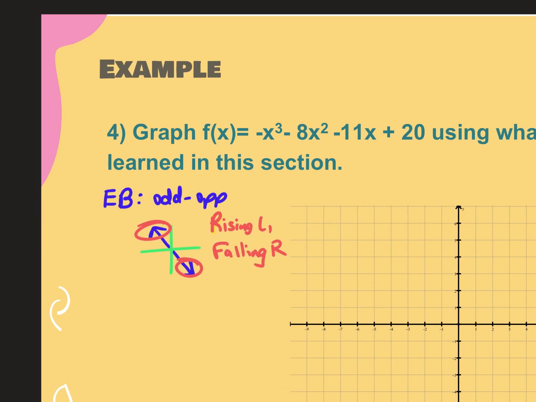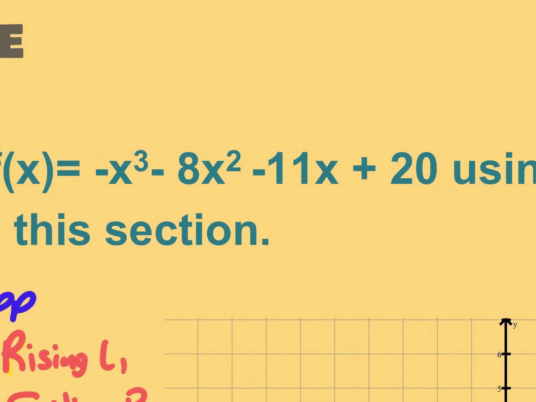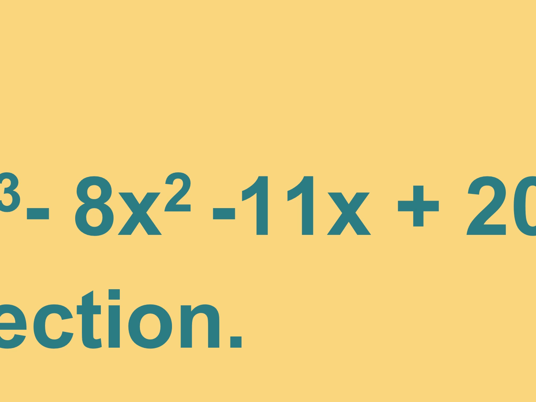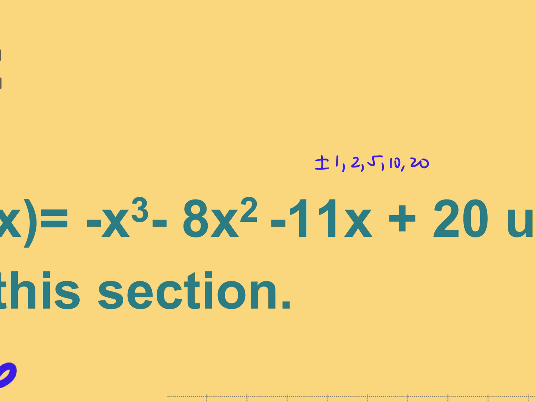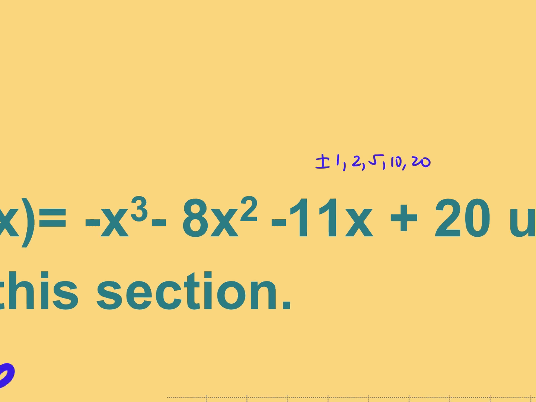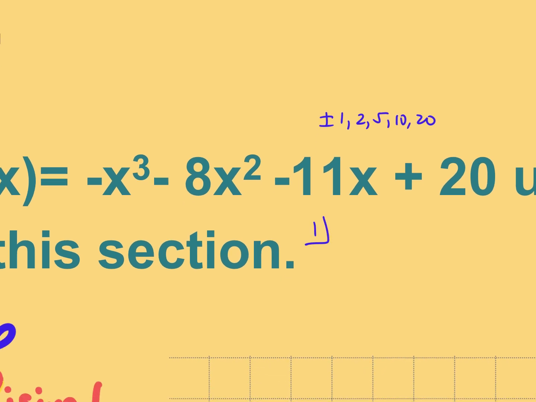All right, so now we need to figure out what the zeros are, where this crosses the x-axis, if it does at all. How do we do that? Can I group this? No. So I have to use the factors of 20. So plus minus 1, 2, 5, 10, and 20. This is one that you really hope 1 or -1 works. So let's start off with 1. So 1, -8, -11, and 20.